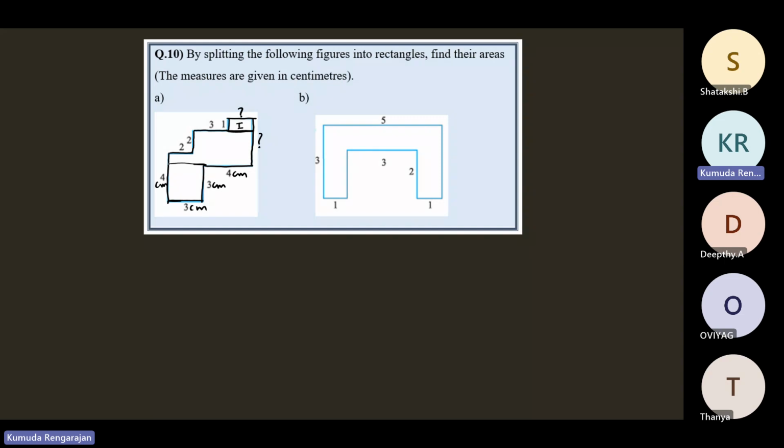So now when you join this, if this is 3 centimeters, this one is also 3 centimeters, because when you join this, the opposite side is also 3 centimeters. So now the length of this full line segment will be 3 plus 4, 7 centimeters.